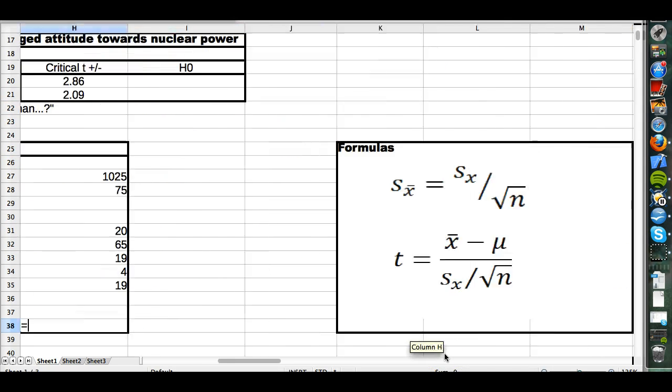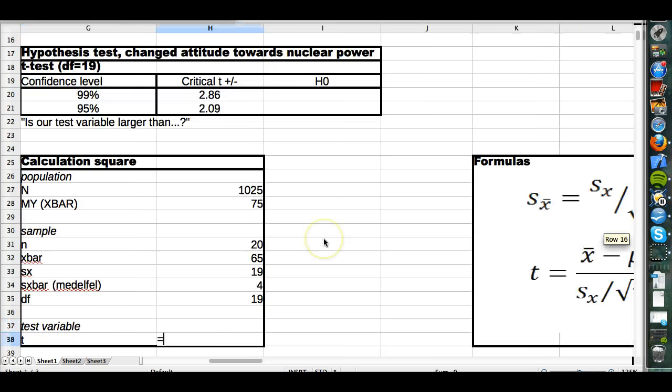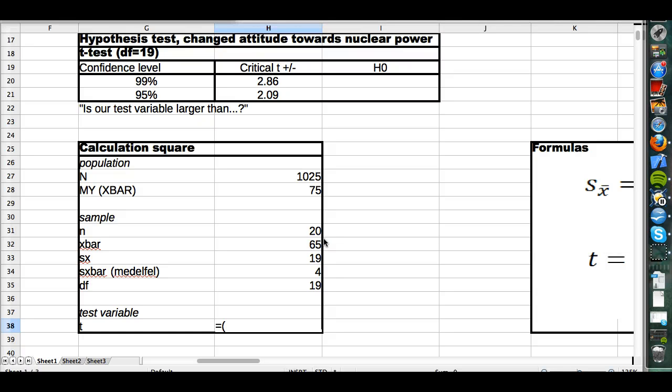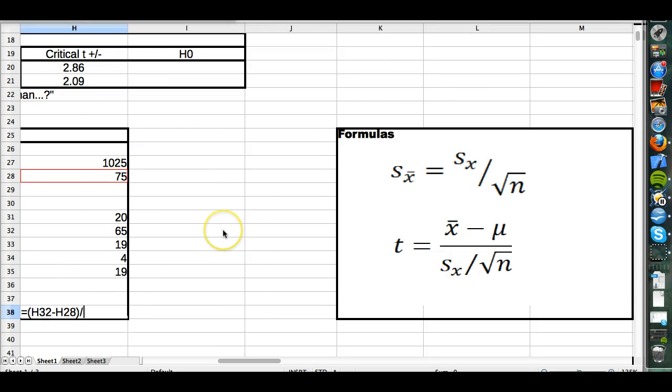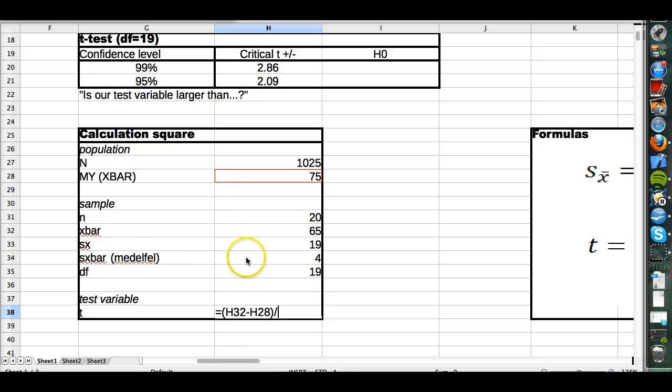I'm going to write equal to, we're going to take the difference between the sample mean and the population mean, because we want to know if this is large enough to be significant, divided by the standard error, which we calculated here. So I'm going to choose that there, and I get a test variable with a value of minus 2.49.